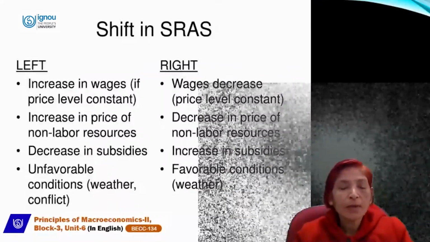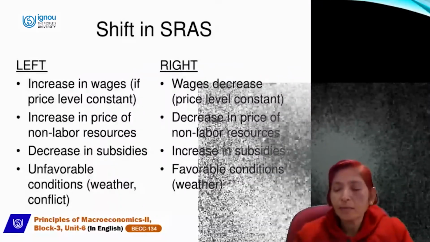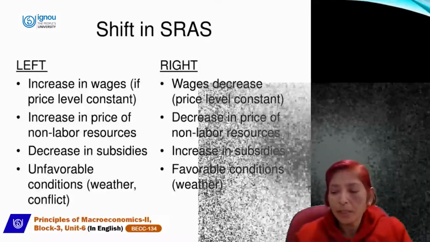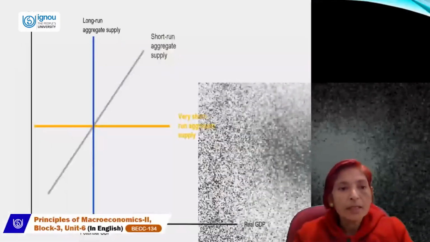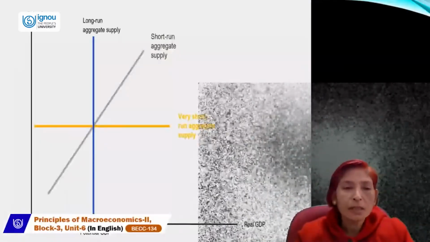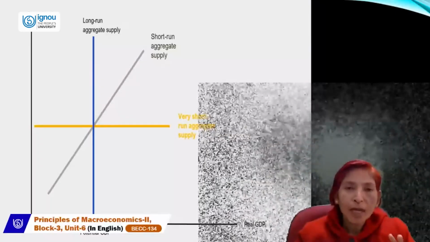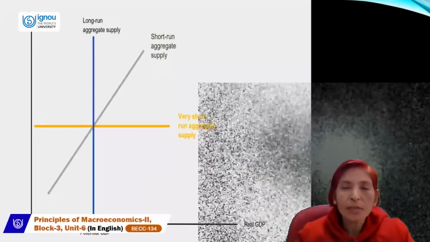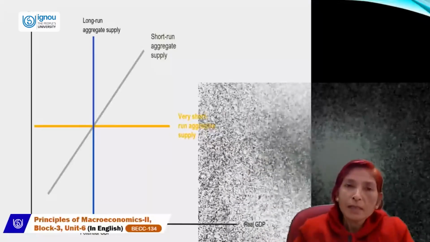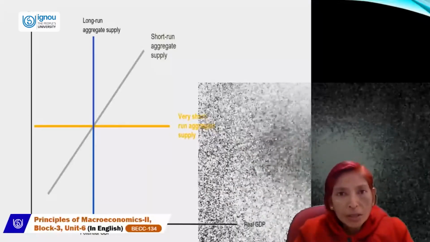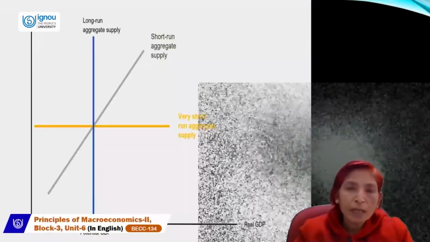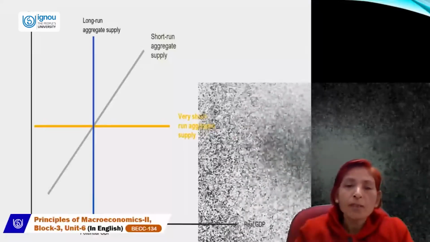We have discussed about this. The SRAS curve may shift to the right hand side or left hand side. Next, these are the three different shapes of the LRAS curve, SRAS curve, or supply curve. The SRAS curve may be horizontal, may be vertical, or may be an upward sloping curve.